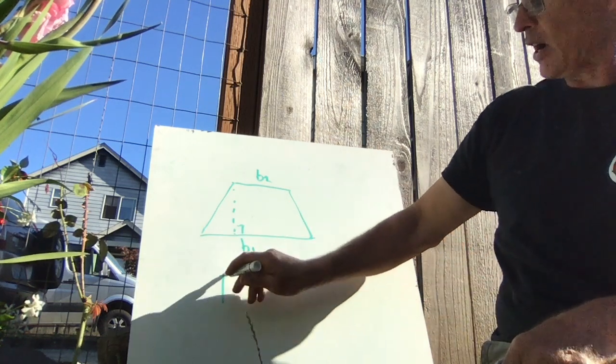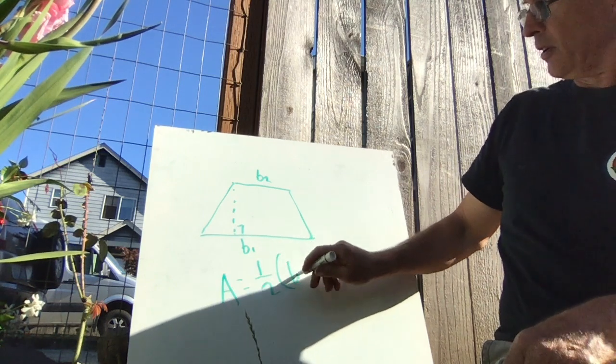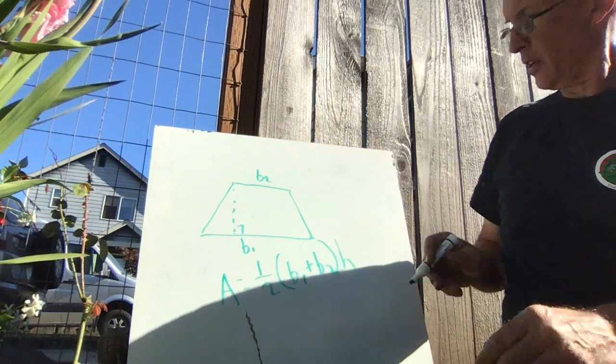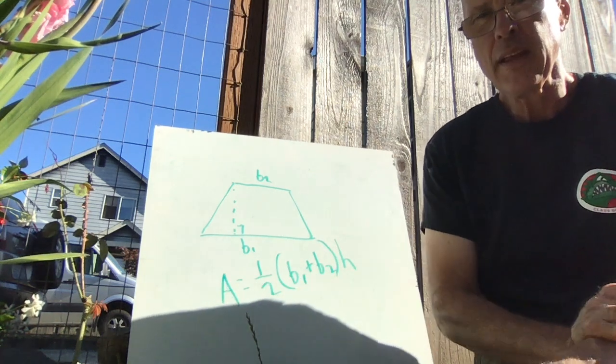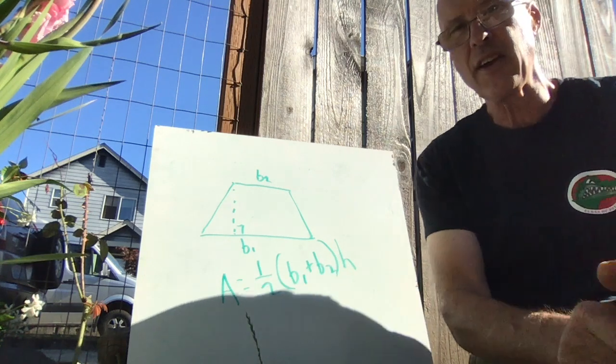So the area of a trapezoid is 1/2 base 1 plus base 2 times height. You probably already knew that, but just in case you didn't, there it is.